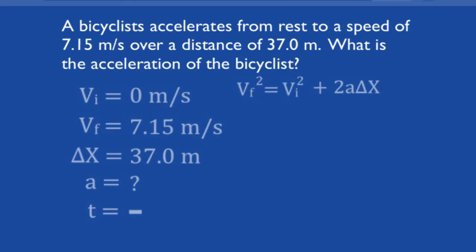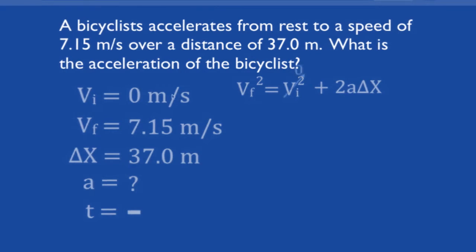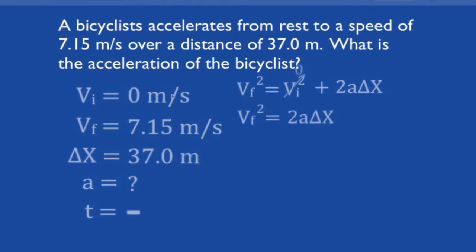Let's take our information and put it in the equation. Now we can plug the values in and simply solve for the acceleration. Now we should notice also we can simplify this a little bit. Here we have the initial velocity squared. The initial velocity is 0, and therefore the initial velocity squared is also 0, so we can make this term 0. Now we have the final velocity squared is equal to 2 times the acceleration times the change in position.